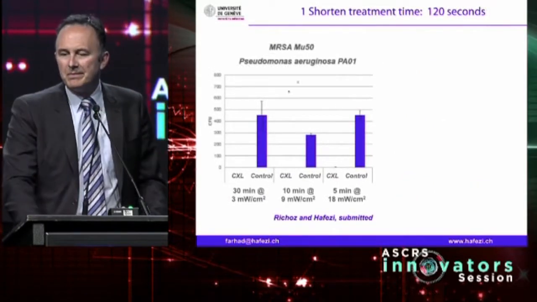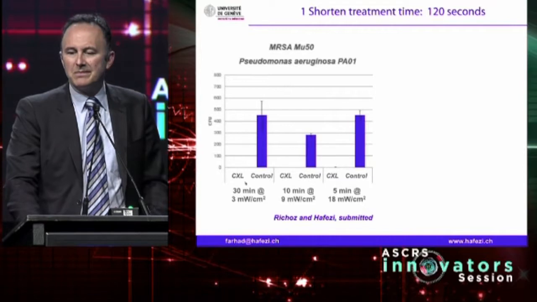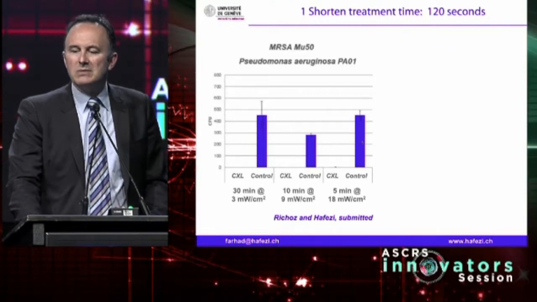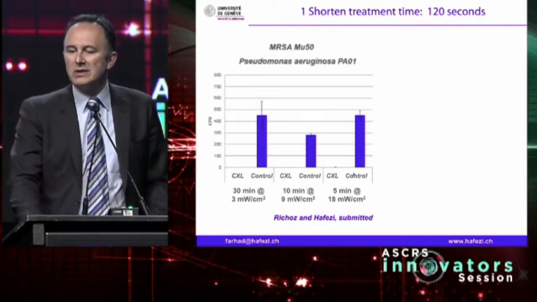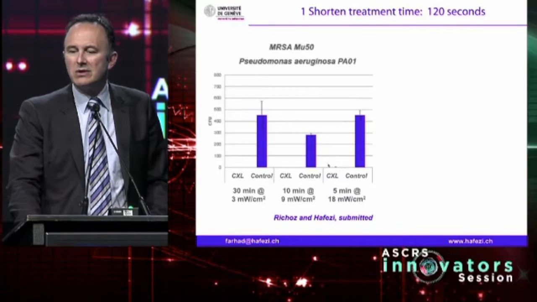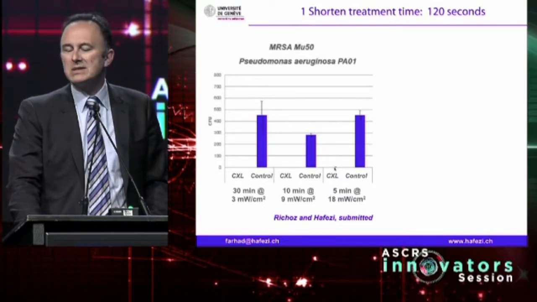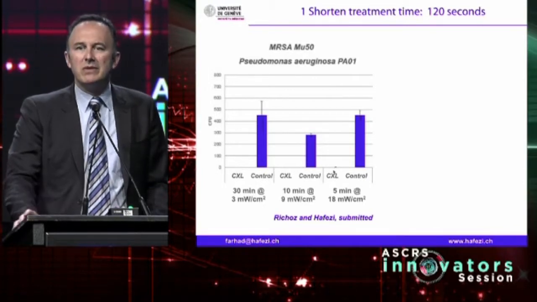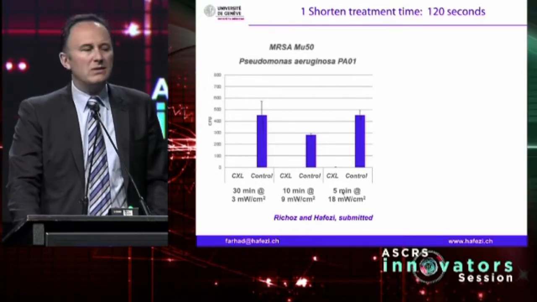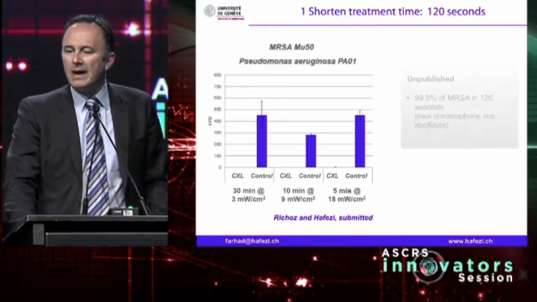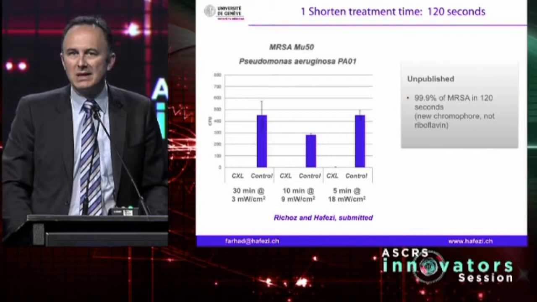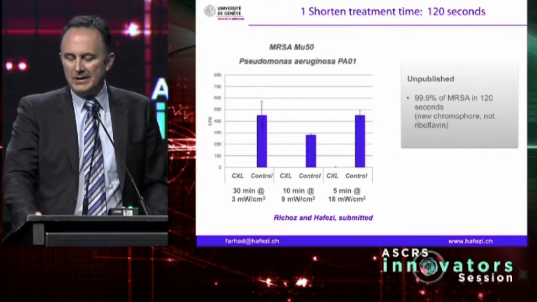Shorten the treatment time. We are now at 120 seconds to kill bacteria and fungi efficiently. We are working in a spin-off company of the university on a small device, and we have implemented security mechanisms. Shortened treatment time. You see here 3 different regimens. 3 milliwatts for 30 minutes, 9 milliwatts for 10, 18 milliwatts for 5. The blue columns are the controls, so bacterial growth, and here, where there is an absence of a column, that's the effect of PACK-CXL in vitro. So we can kill 99.9% of MRSA in 5 minutes here with riboflavin, and with a new chromophore that I cannot reveal yet, we do the same thing in 120 seconds in vitro.